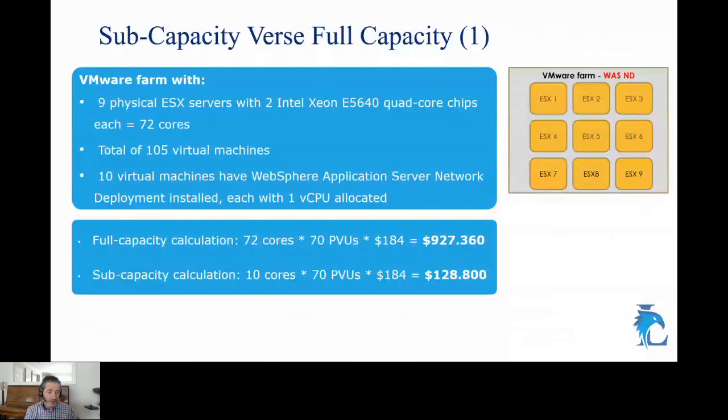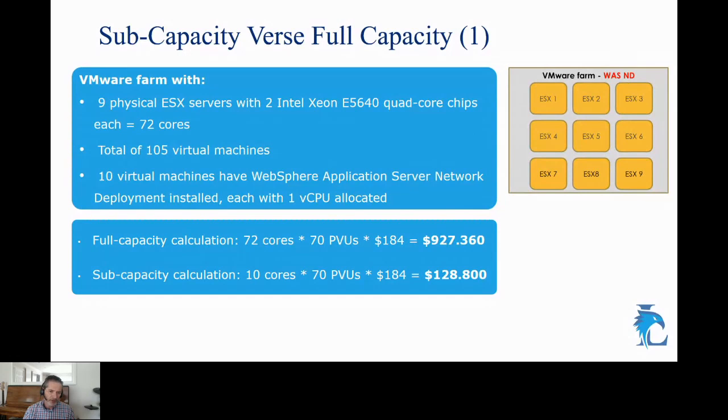Now, in this case here, because they have implemented and fully comply from a subcapacity point of view, they have dramatically reduced that cost, that demand in licenses from 72 down to 10 cores worth. Again, at 70 PVU, which brings us in at just over $128,000. Now, that's a huge saving. But I want you to also think about this another way. What happens if this had gone the other direction?